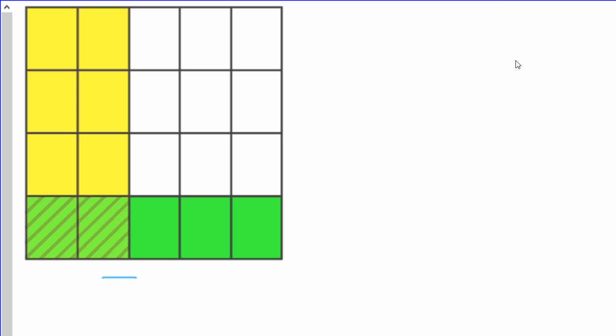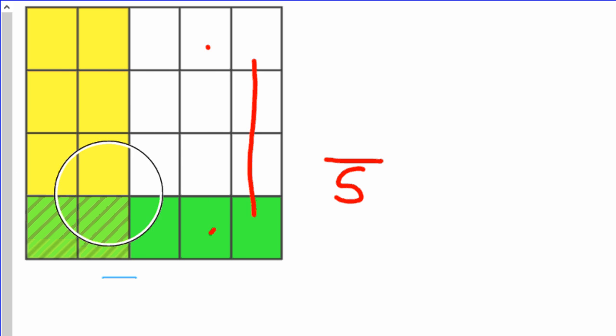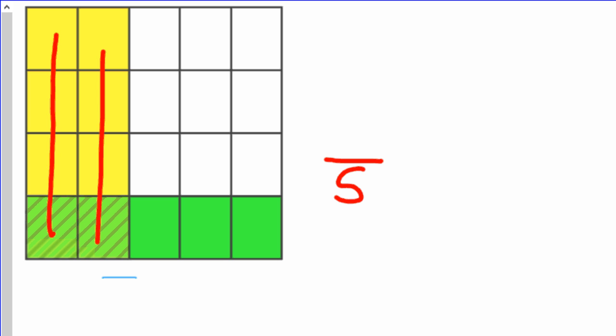Okay, so how many columns do you see? 1, 2, 3, 4, 5. So that's going to be fifths. Now how many of those columns did not have any white blocks? 1, 2 of them did. This one has white. This one has white. This one has white. So 2 out of 5 did not have white.